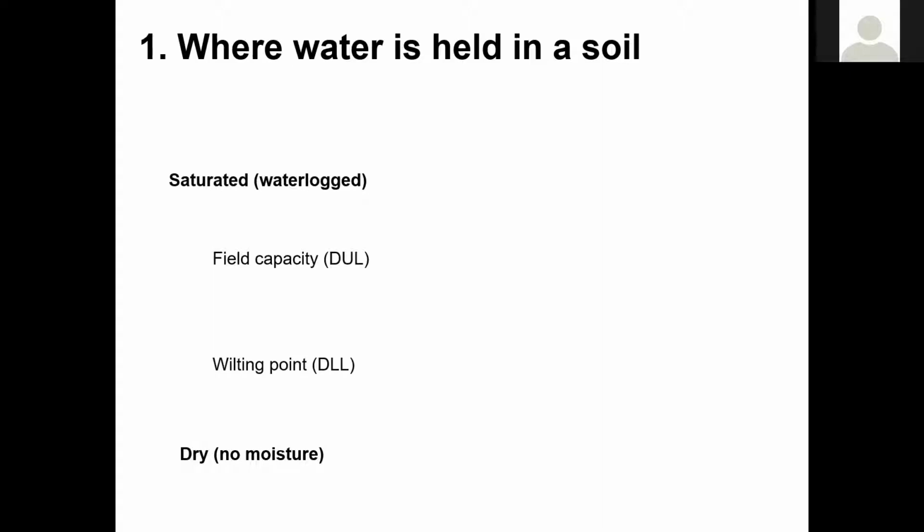When we talk about the bucket size, we're really talking about that space in between field capacity and wilting point. The reason I wanted to put this up is that we need to understand the different ways moisture is extracted out of that soil. When we go from a saturated or fully waterlogged soil down to field capacity, it's gravity that causes that drainage. It's not a lot to do with plant transpiration, it's to do with gravity.